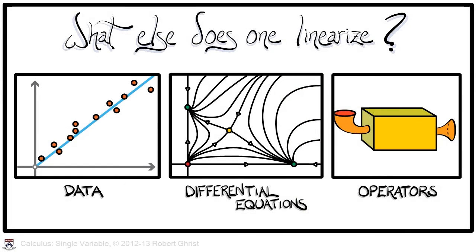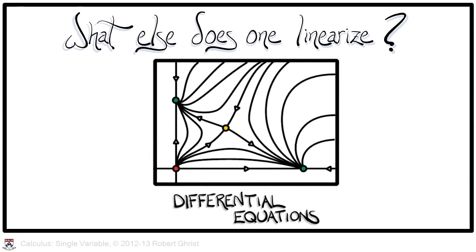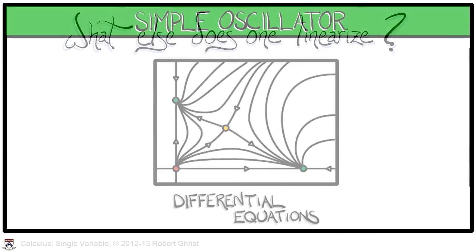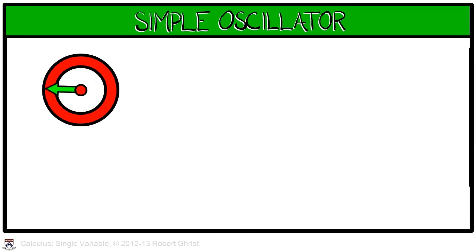We have seen in the past how to use calculus to linearize functions, but there are many other things that can be linearized. In today's lesson, we'll consider linearization of differential equations. We're going to do so through examining a simple model for a simple oscillator, by which I mean something that goes around and is periodic in its behavior.